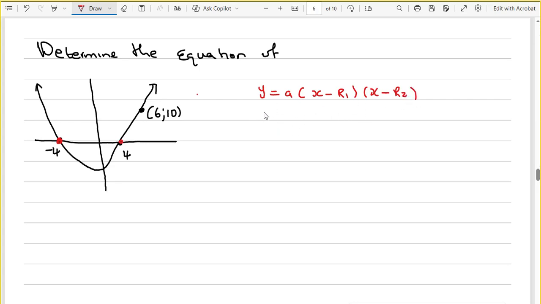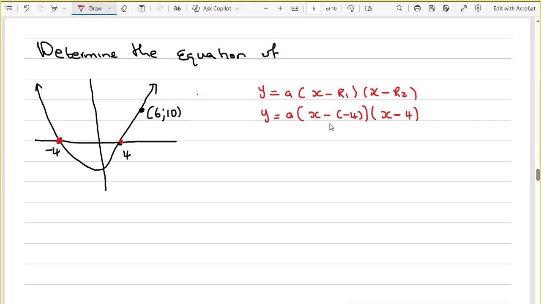First things first, you're going to say y is equal to a into x minus the first root. If the first root is negative, or if any x-intercept that is given is negative, make sure that you put it inside the bracket. So this will be minus -4. Are you with me on that? Yes. Then this will be x minus your second root, which is just 4. Since it's positive, you don't have to put it inside the bracket.